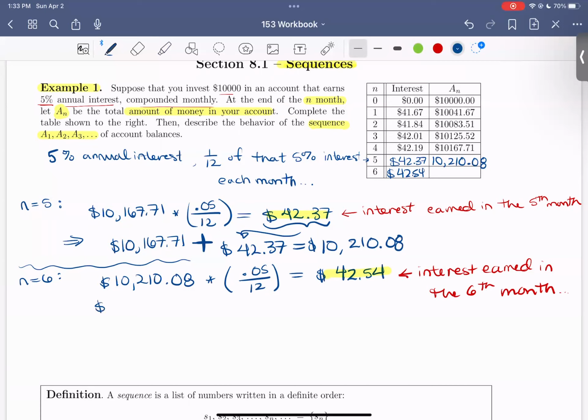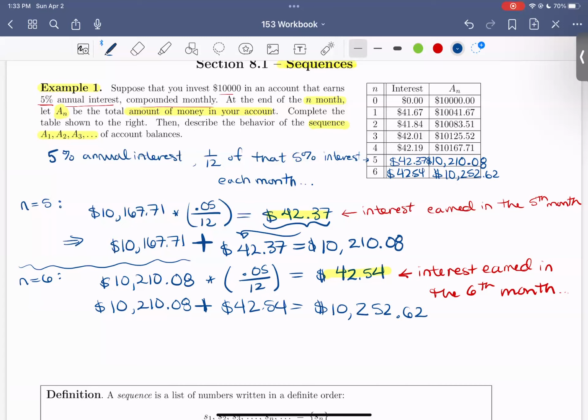So then what's actually in the account? Well, we started with the previous balance of $10,210.08. Now we're going to add on that interest of $42.54. All right, so when we add those together, we get $10,252.62. So that's what's going to go in this final cell here. $10,252.62. Awesome. Nice work.